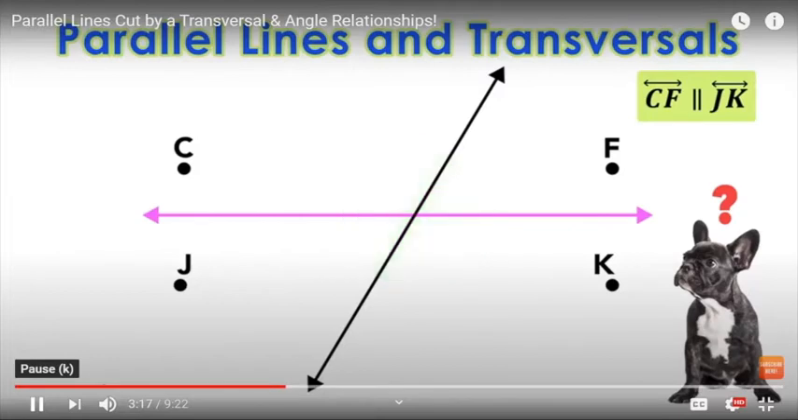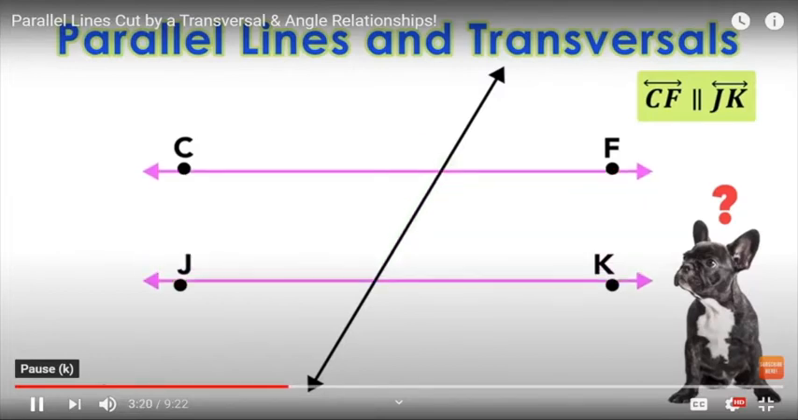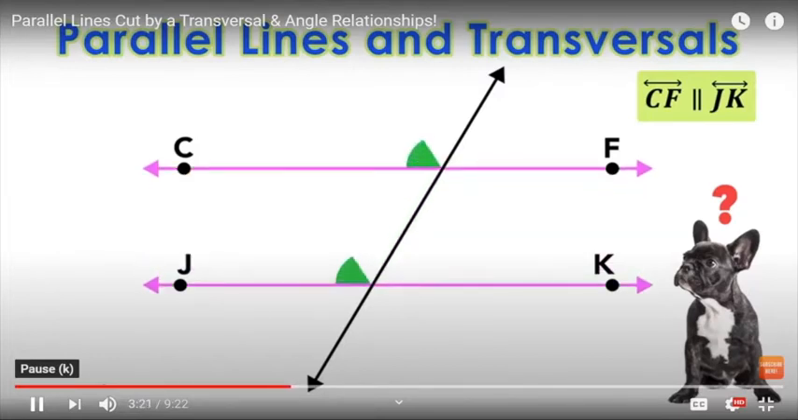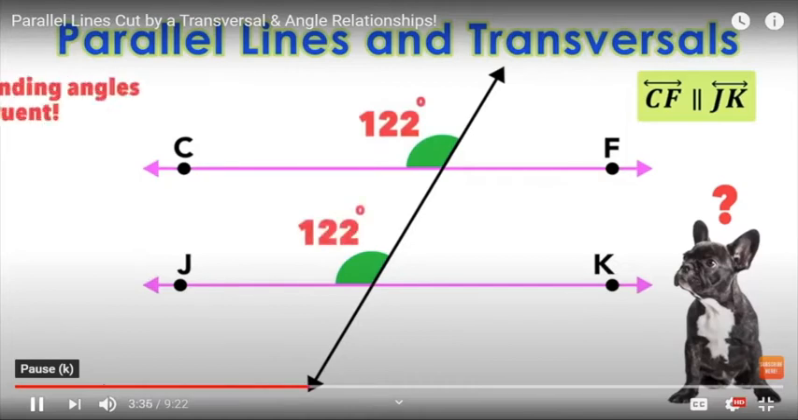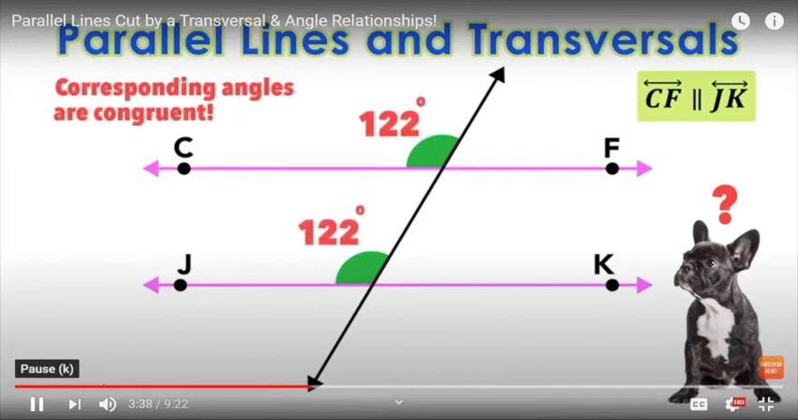And this is a very important property of parallel lines cut by a transversal. Now, what this relationship tells us is that when we have parallel lines cut by a transversal, we can say that the corresponding angles are congruent. So if our obtuse angle on line CF were 122 degrees, then our obtuse angle on line JK would also be 122 degrees, again because corresponding angles are congruent.